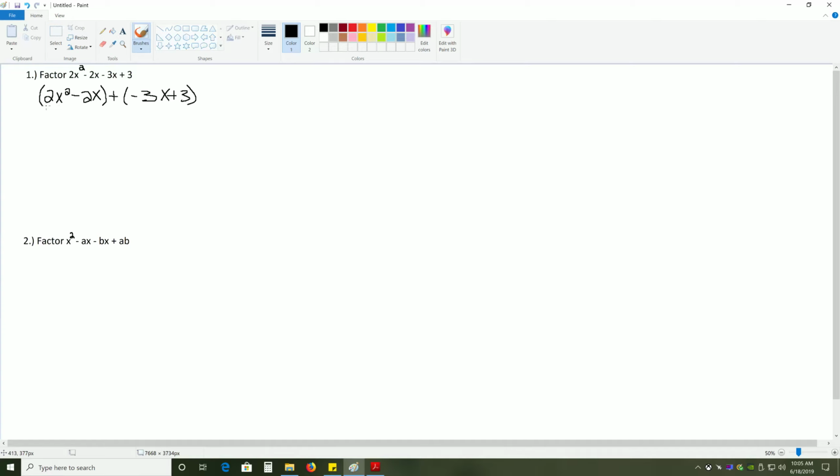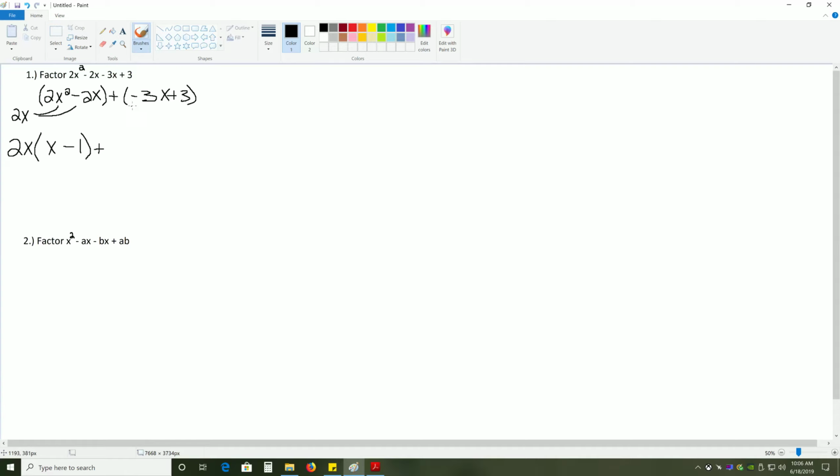So for instance, in this first pair, we have 2x squared minus 2x. So the greatest common factor between them would be 2x. You can divide each of these terms evenly by 2x. And when you do that, you get 2x times 2x squared divided by 2x is just x, and negative 2x divided by 2x is negative 1. Now we're going to repeat the same thing over here.